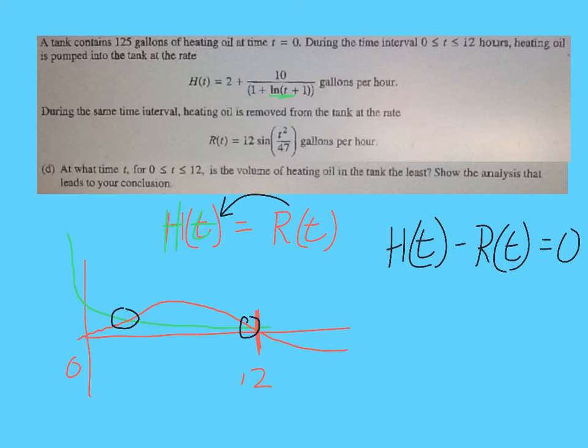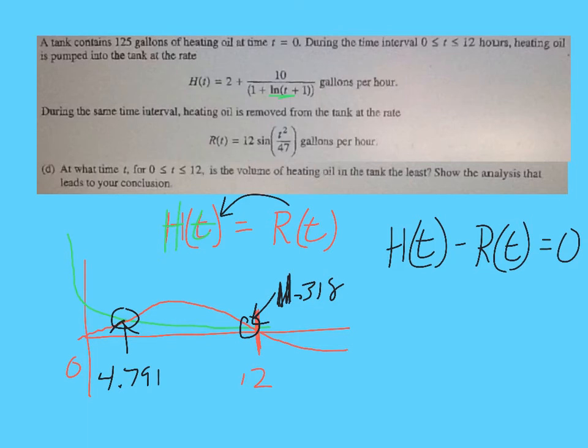All right, so I've gone ahead on my calculator and found the intersection points. This first intersection point here is 4.791. And this second intersection point here is 11.318. So now we're just going to figure out at what point is it the least.